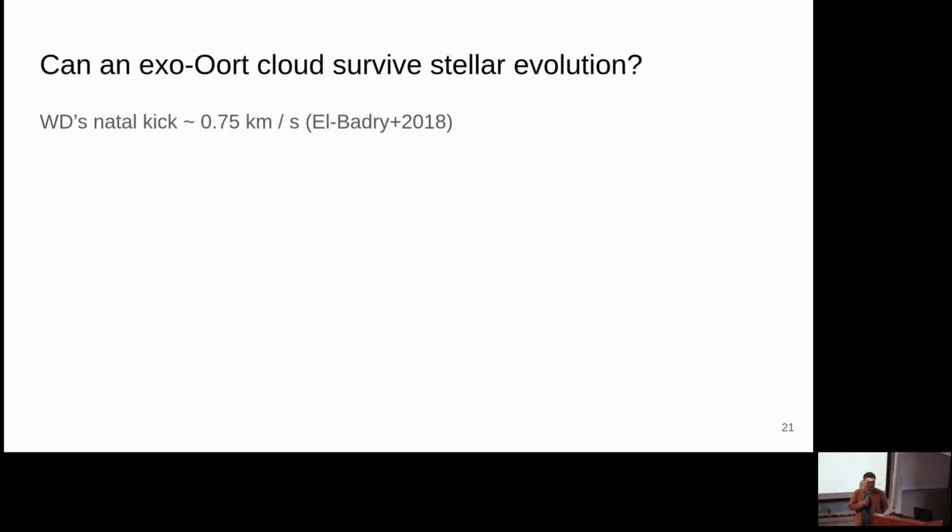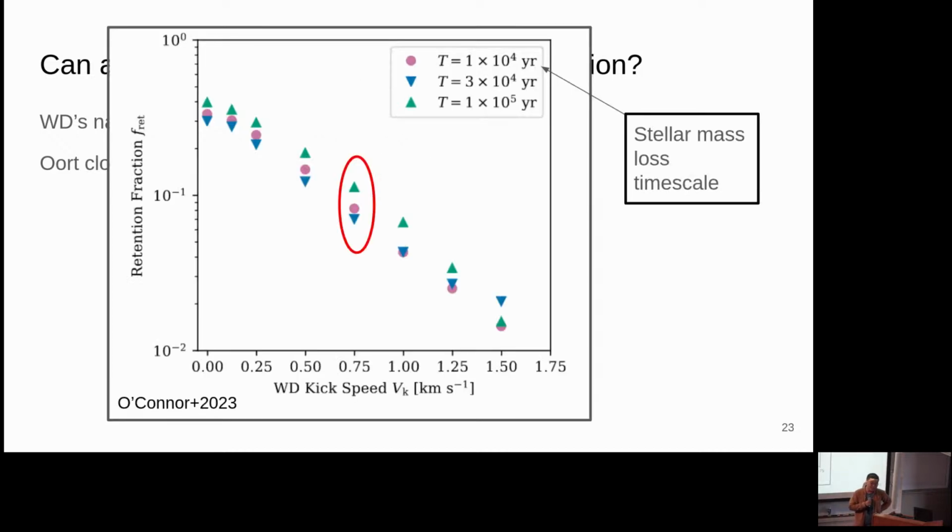One is, can an Oort cloud even survive stellar evolution? The white dwarf typically can experience a natal kick when it's born. It's on the order of about 1 kilometer per second. Oort clouds, comets, have orbital velocity on the order of 1 kilometer per second. So if a star gets a kick, this might eject the planet, eject the comet.